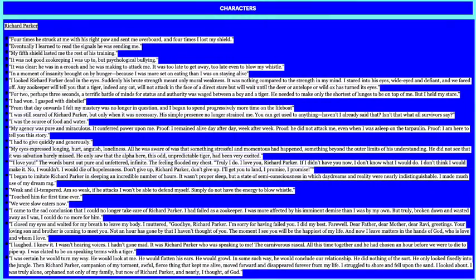Four times he struck me with his right paw and sent me overboard, and four times I lost my shield. Eventually I learned to read the signals he was sending me. My fifth shield lasted me the rest of his training. It was not good zookeeping I was up to, but psychological bullying.